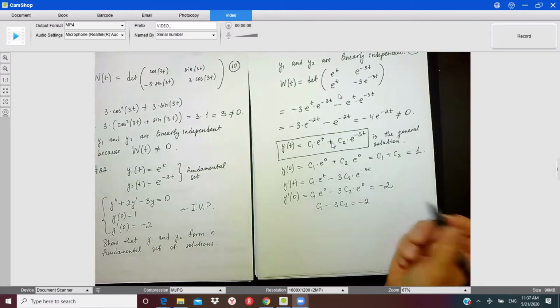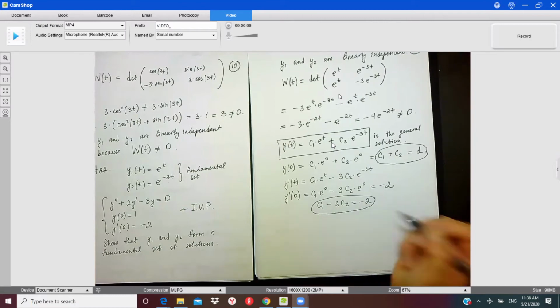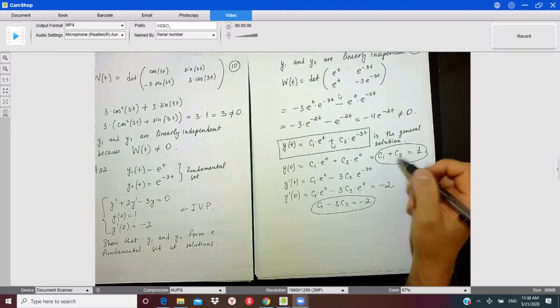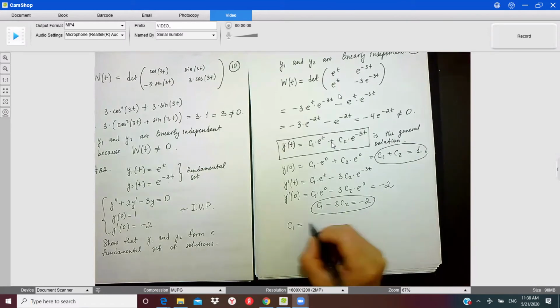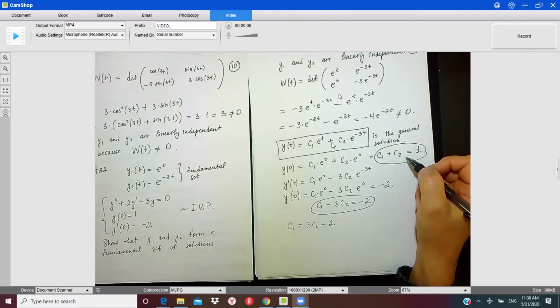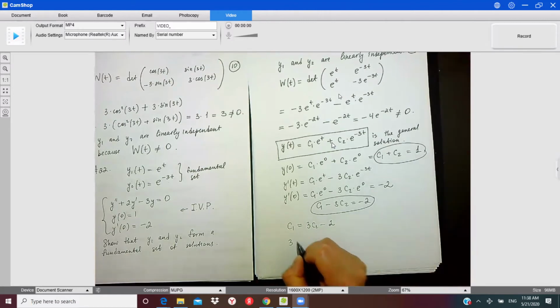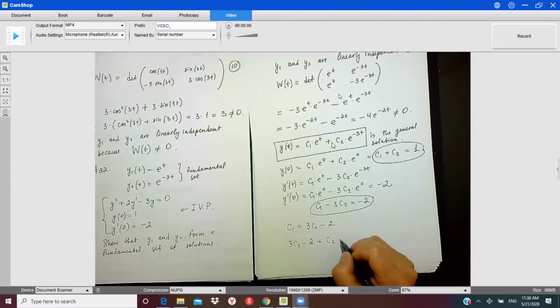All right, we have two equations. System of two equations, and there are two variables. We should be able to solve it. So I'm going to isolate c sub 1 on one side, so 3c sub 2 minus 2, and I'm going to plug that into the first equation. So 3c sub 2 minus 2 plus c sub 2 equals 1.